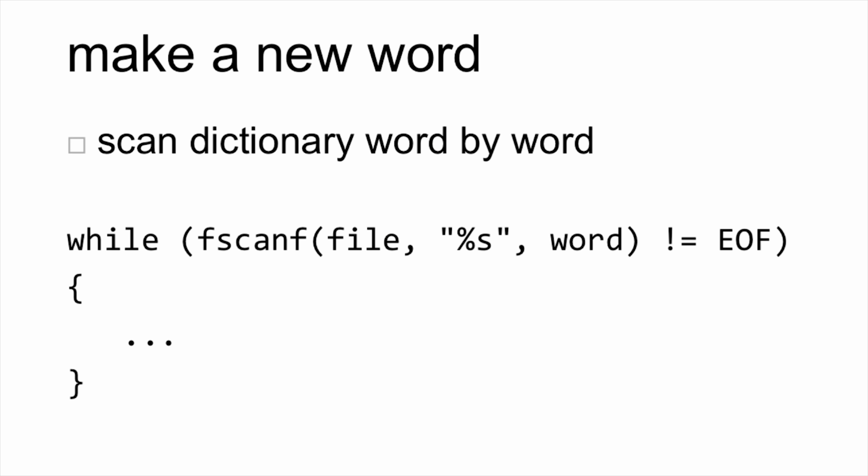Well, let's look at the fscanf function. This piece of code will take the dictionary file, in this case called file, look for a string, and then put that string into a variable called word. And it will execute this loop until the end of the dictionary file is reached. Now, what goes inside of this loop? Well, we know that for every word that we scan, we want to malloc a node for it.